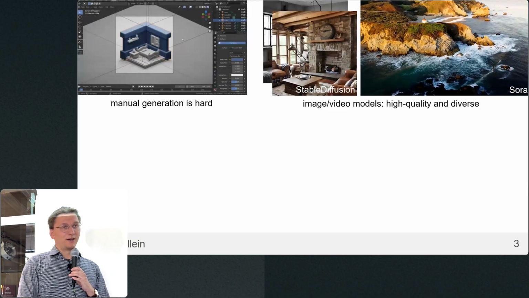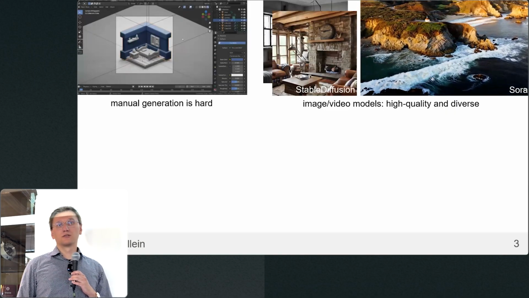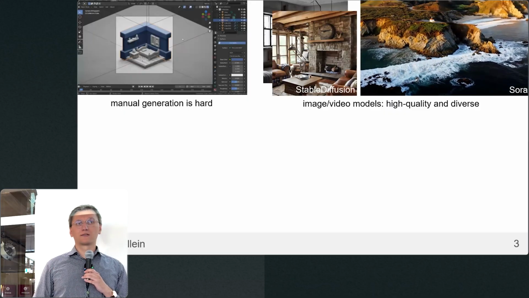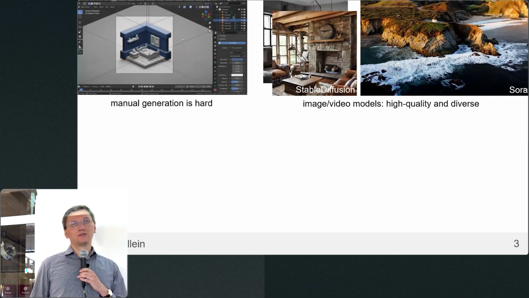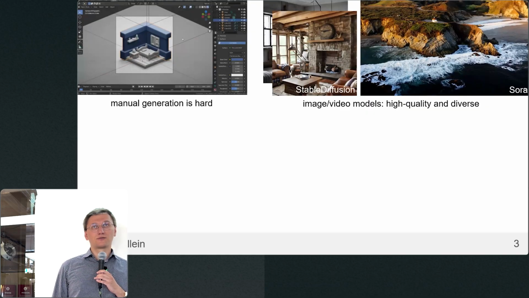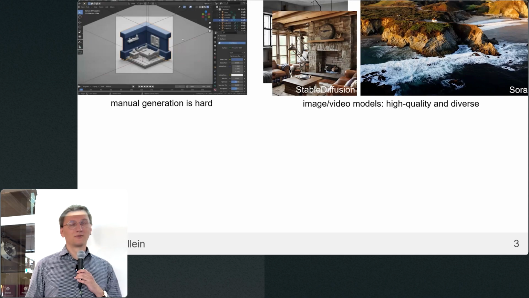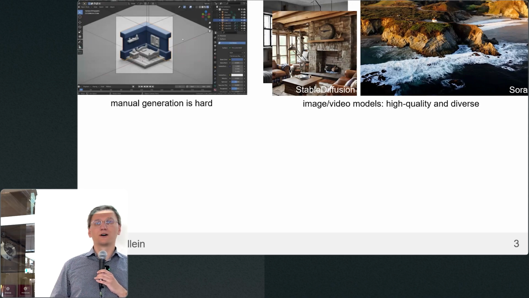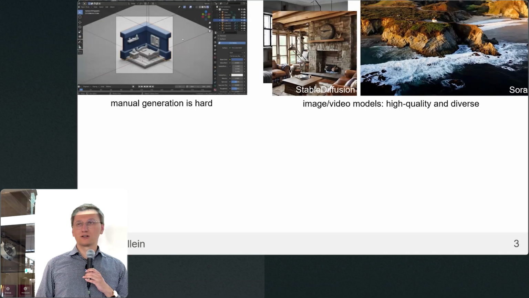On the other side, we have very strong generative models like Stable Diffusion or Sora, or nowadays there are even more image and video models that can generate high quality and diverse images from just a text prompt as input. And this is a very easy to give input, like almost everybody can write a text prompt that describes something and the AI will generate it.